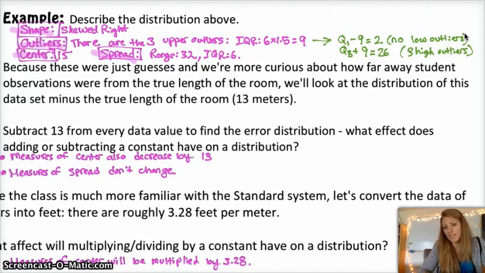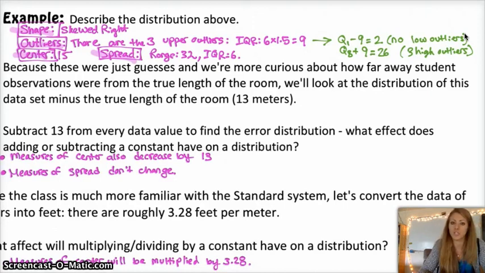It's like Q1 minus 1.5 times the IQR and Q3 plus 1.5 times the IQR, and then anything outside of those ranges will be outliers. So there are 3 high outliers and no low outliers.